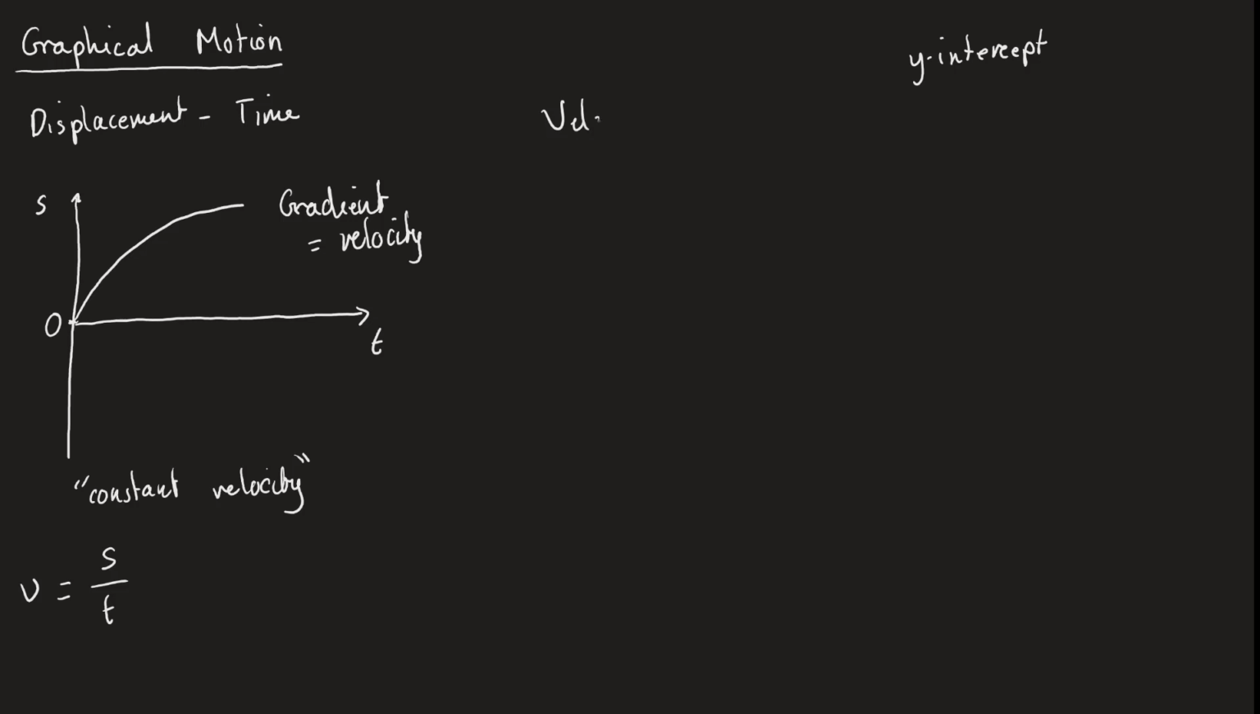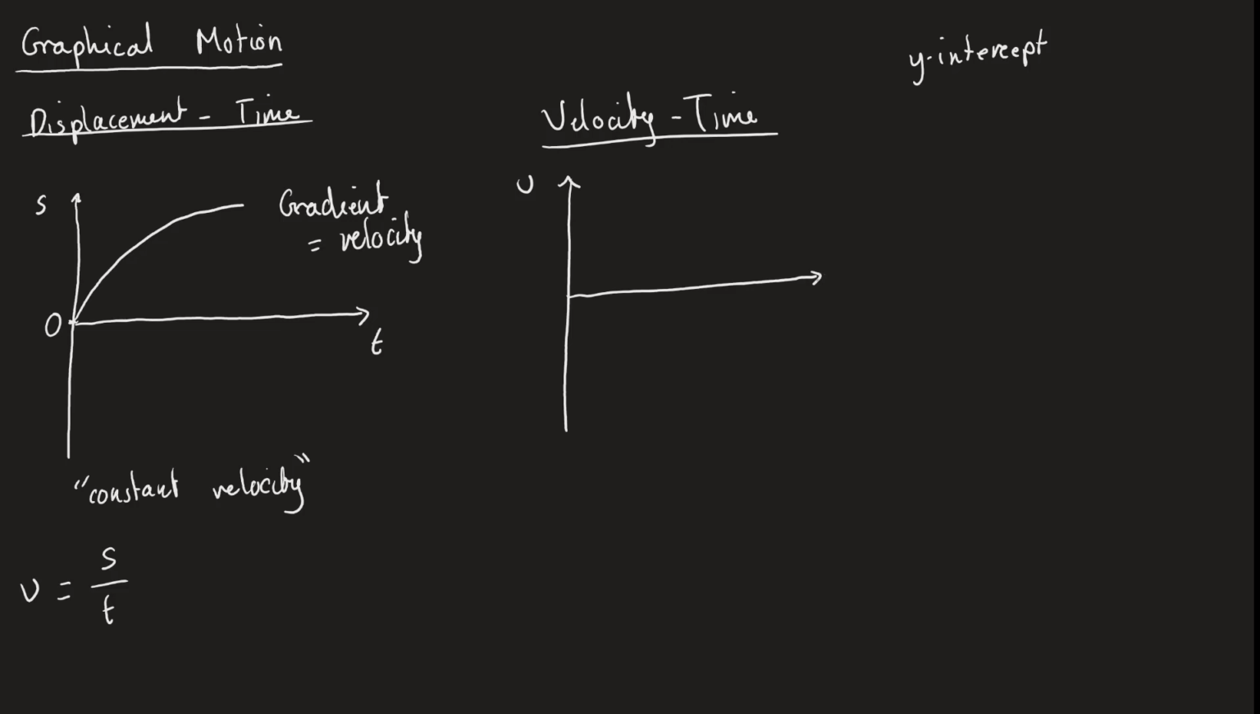velocity time graphs. Okay, so the y-axis is velocity. Again, I can get positive or negative velocity because it is a vector. And let's use this as an example.